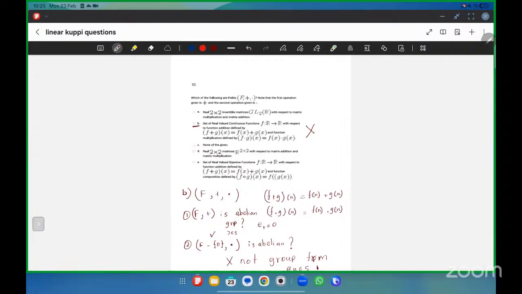And A is also not a field. We can tell that. It's the invertible matrix, with plus and the dot. In the previous question, we proved the plus is not a group, so we can tell it's not a field also.